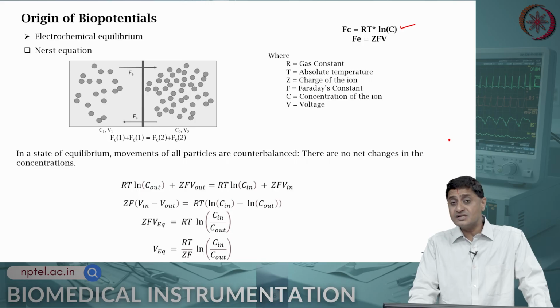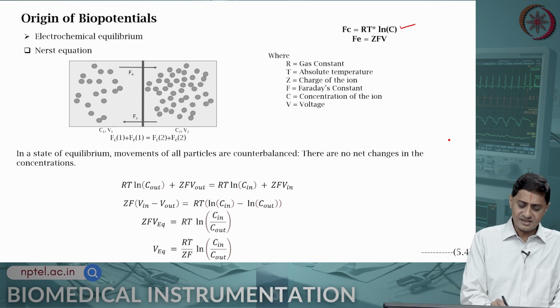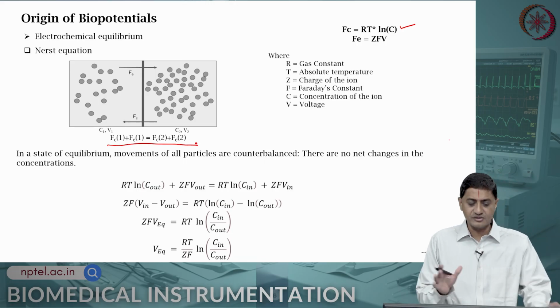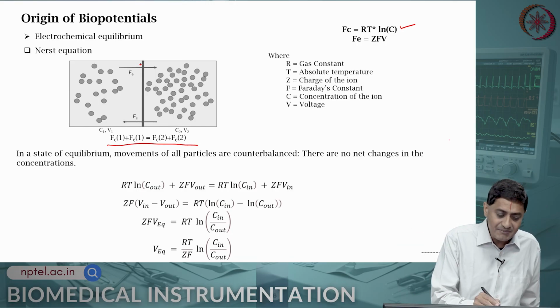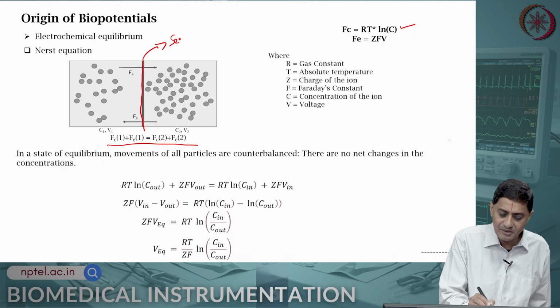Now, I have to do this for all the species, for 2-3 species that are there in the system, and when I do that, I will get Fc of 1 plus Fe of 1 as Fc of 2 plus Fe of 2, for the two sides of a semi-permeable membrane. Now, this membrane is a semi-permeable membrane.